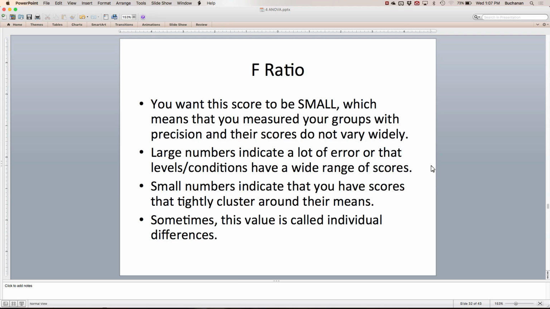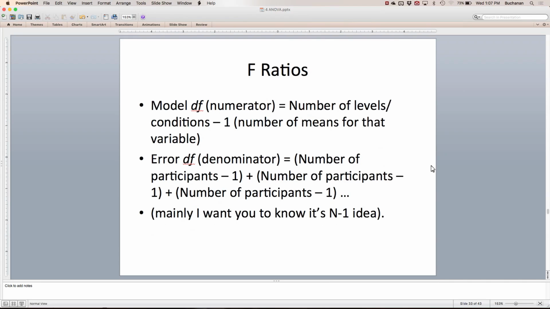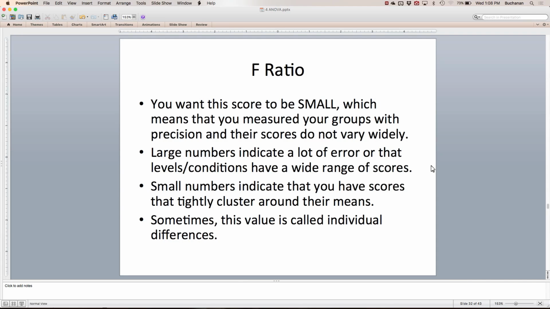So we want a big number over a small number, which will make the whole F ratio much larger. So we want the variance to be due to the model and not the error. And so this number should get big. So you might get an F of 600. That's not unusual. These numbers get very large very fast. F's close to 1 are bad, or lower than 1, because that means it's all error.